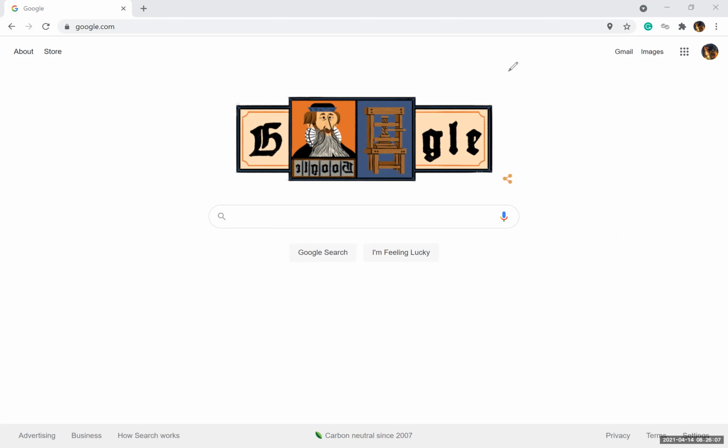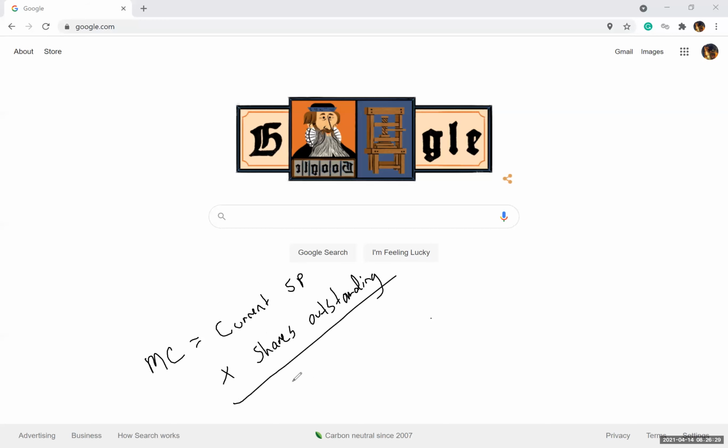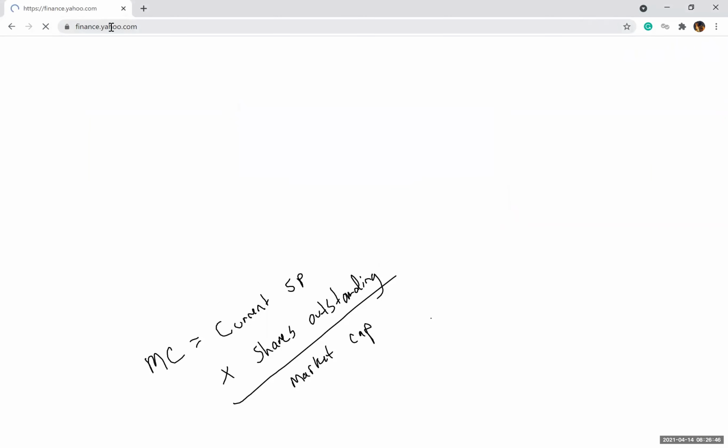So the formula for market cap equals current share price times shares outstanding. So this gives you your market cap. Current share price, that one's easy. We can just go to yahoo.com and look up any kind of stock price that we want. We can go to finance.